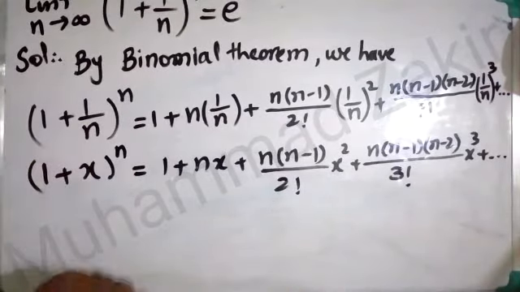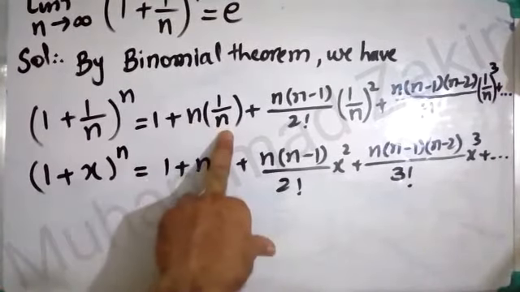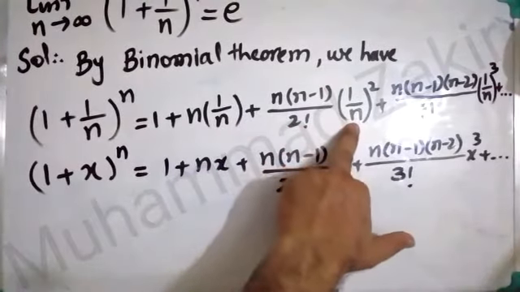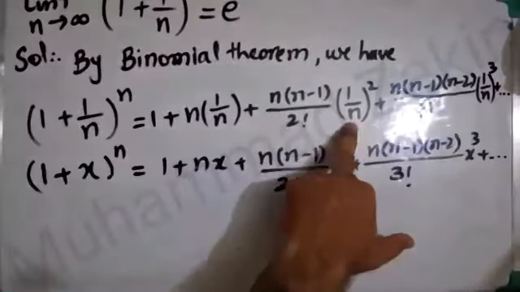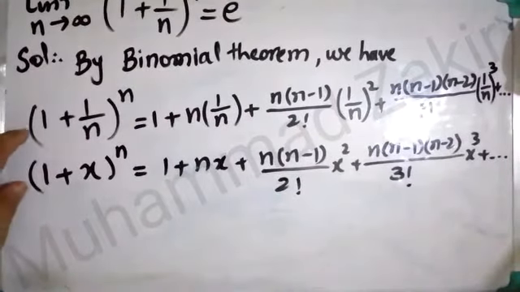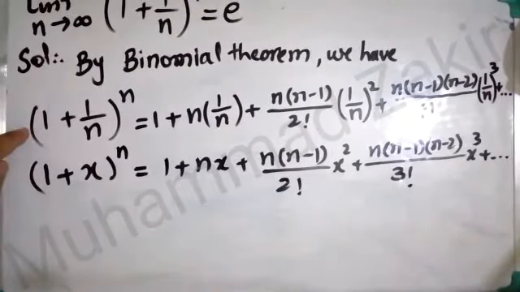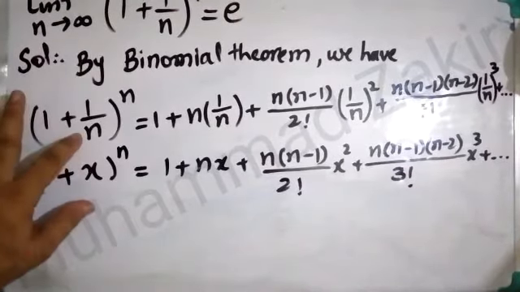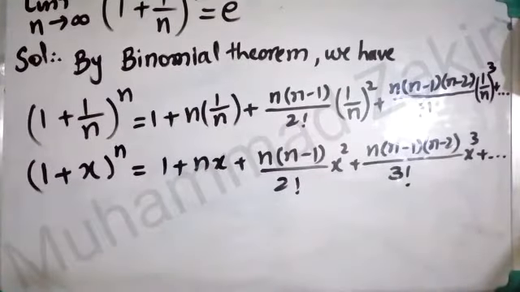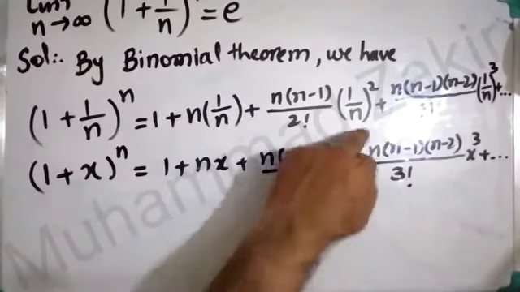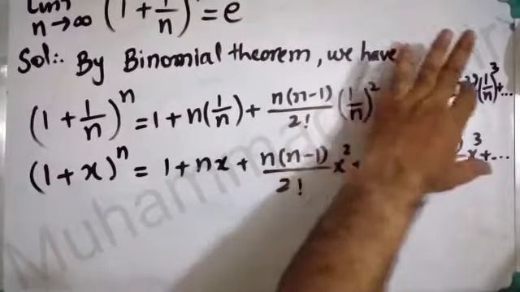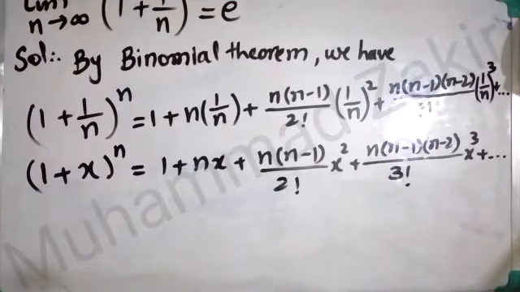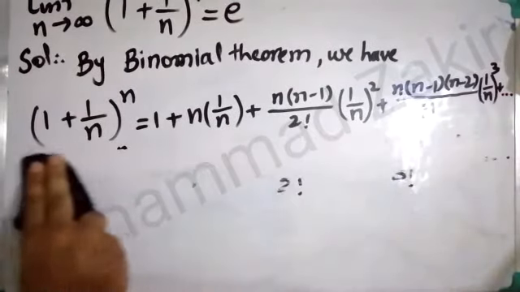X is 1 by n. So look, 1 plus nx, x is 1 by n. Plus n(n minus 1) by 2 factorial x square, x is 1 by n. The other values are matching in these two structures. This is general, this is specific. Both are matching, only the difference is the value of x. So everything in the expansion is also similar, only in place of x we have 1 by n. So students, this was the general form and we expanded according to this general form.